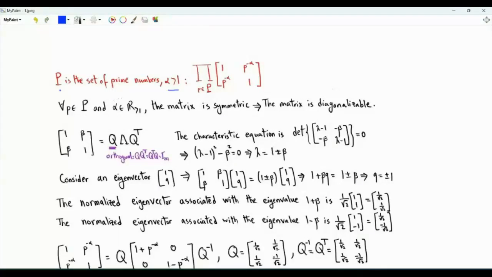Alpha is a real number strictly greater than 1. Capital P is the set of prime numbers. We have a product over the primes of the 2 by 2 matrices 1, p to the minus alpha, p to the minus alpha, and 1. Our goal is to obtain this product.